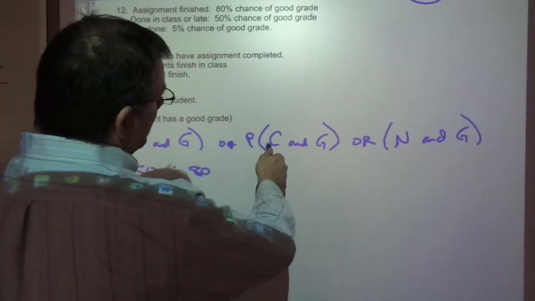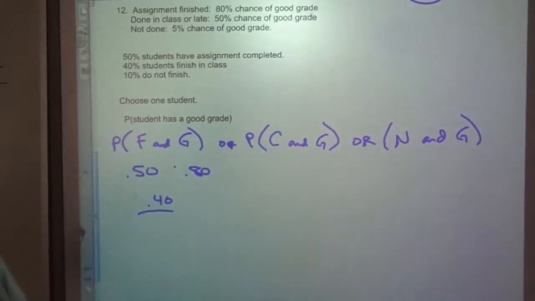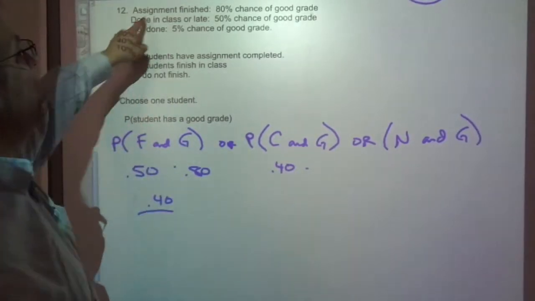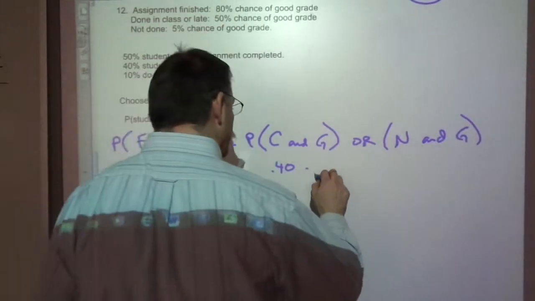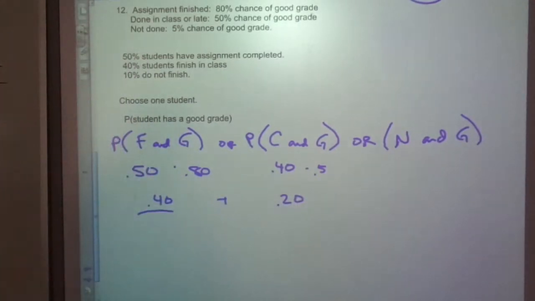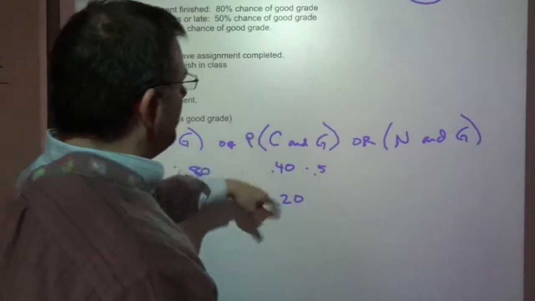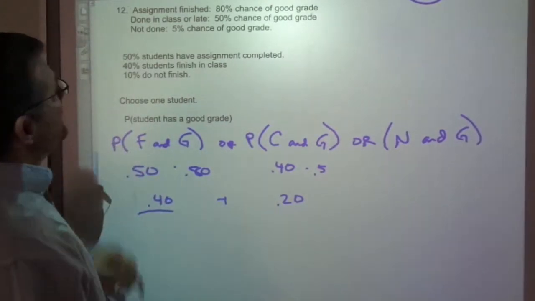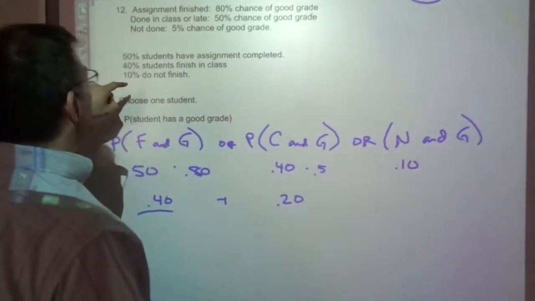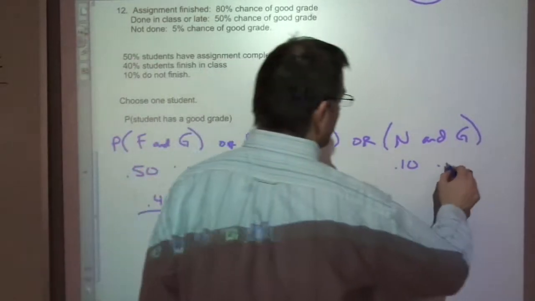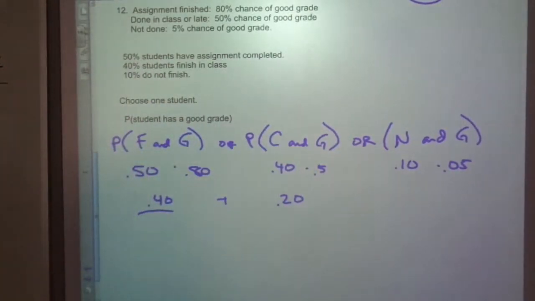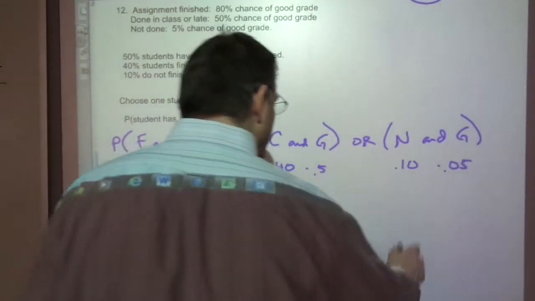Okay, here, what's the probability that it's done in class? Well, that's a 40% chance that it's done in class. If it's done in class, he only has a 50% chance of a good grade. So there's a 20% chance that we get a kid who has not finished his work yet, but he's going to get a good grade. And lastly, 10% did not finish, so there's a 10% chance this kid's not done. And if he's not done, there's only a 5% chance, so that's 0.05. If you multiply that, 0.05 times 0.10, I think that is only 0.005.